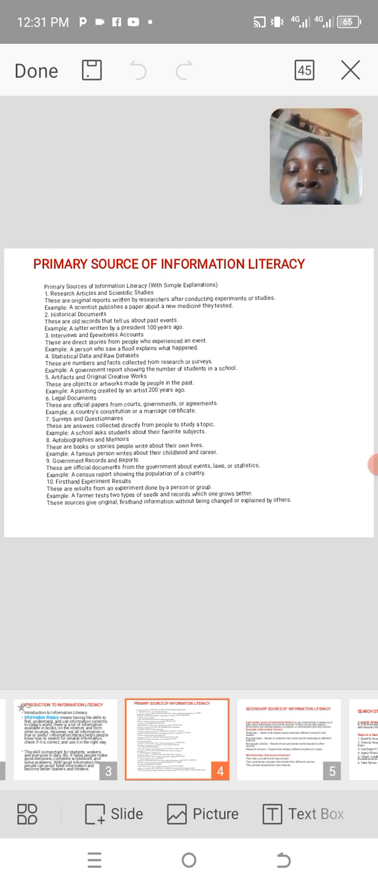Number four is statistical data and raw data sets. These are numbers and facts collected from research or surveys. For example, a government report showing the number of students in a school.